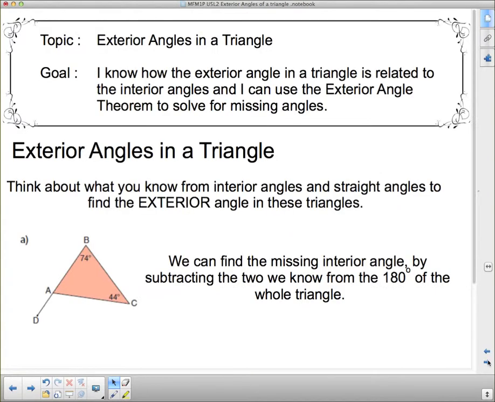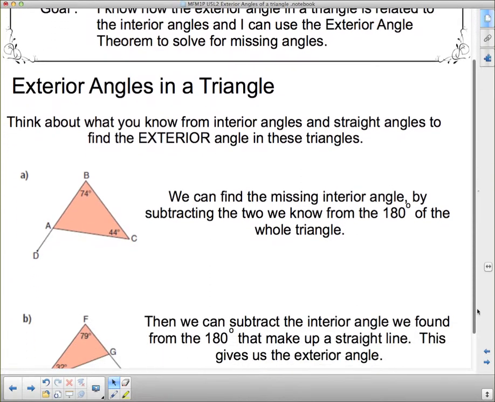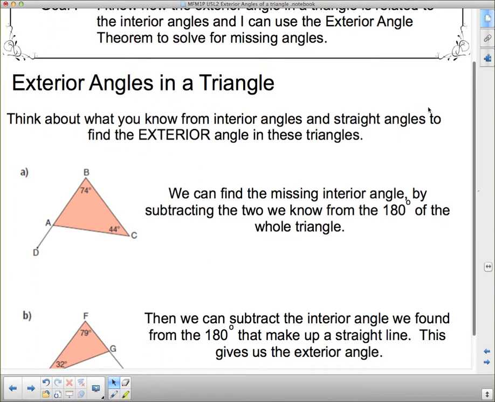So let's have a look at that with numbers, shall we? So here's the beginning of your note. Exterior angles in a triangle. I know how the exterior angle in a triangle is related to the interior angles, and I can use the exterior angle theorem to solve for missing angles. So what is the exterior angle theorem? So we're going to think about what we know from interior angles and straight lines to find the exterior angle in these triangles. So the exterior angle is right here in this triangle. This is the one I'm worried about.